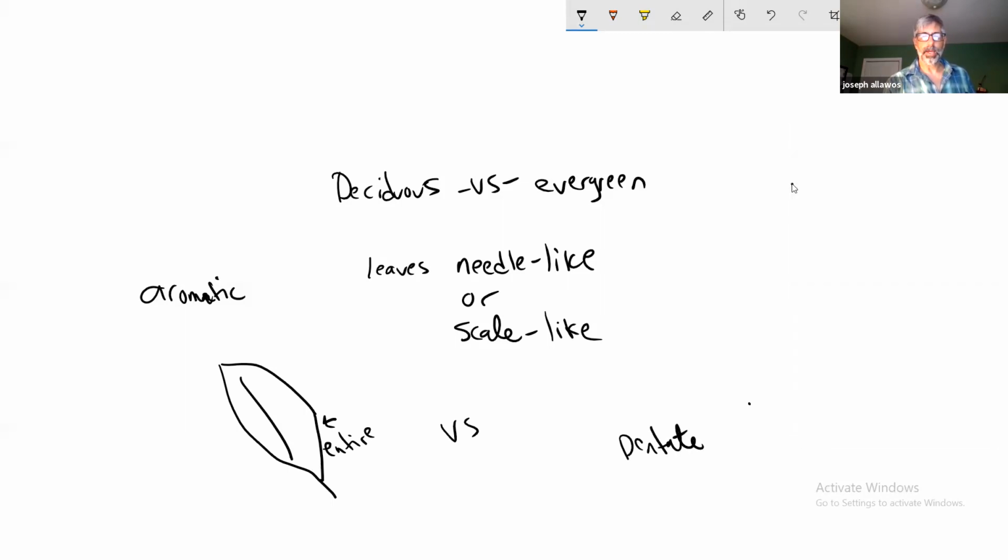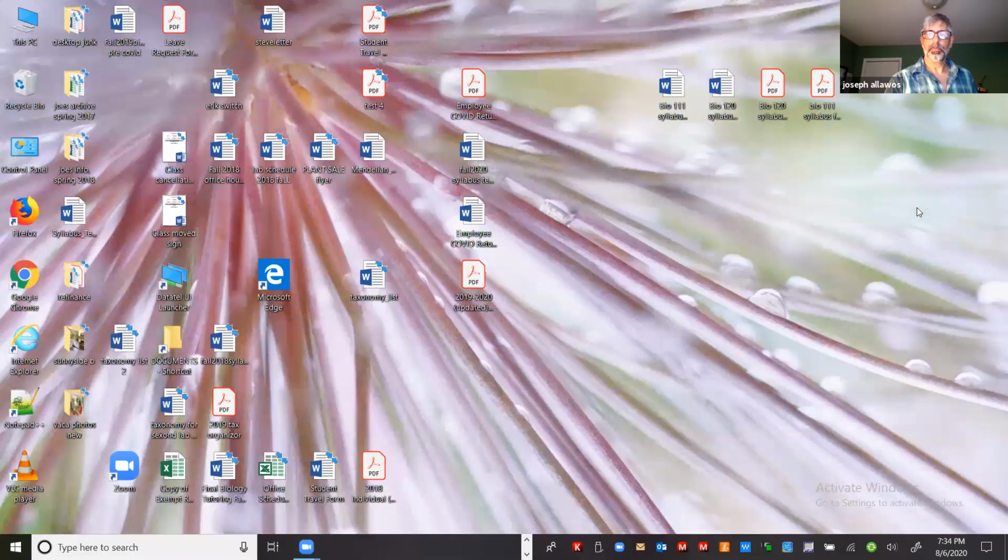And you could imagine a dentate leaf. It's got all these little teeth. And you have to be careful, they may be obvious and they may not be obvious. Okay. Believe it or not, y'all, that is literally most of the characteristics that we're going to need in this class in order to use the key, okay?